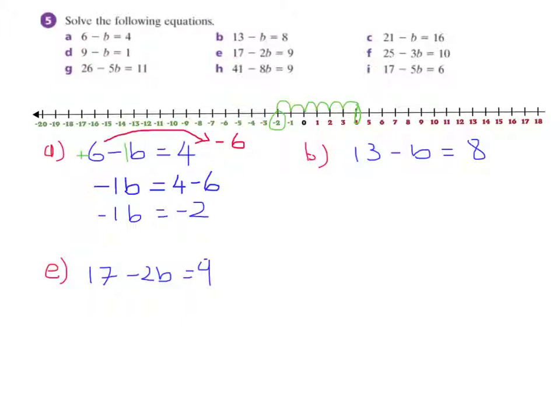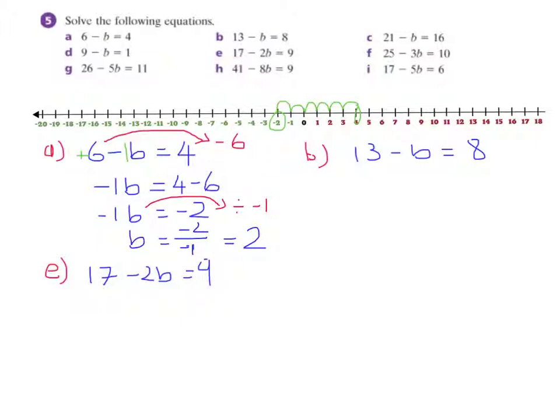Now this is why I put that 1 in the front. If I look at this, this is negative 1b. So that's like times minus 1. So when I take it over to this side, it becomes a divide by negative 1. So I end up with b equals negative 2 divided by negative 1. And if you remember, going way back to our positives and negatives, that equals positive 2. So it's a bit trickier, but it's following the same steps.